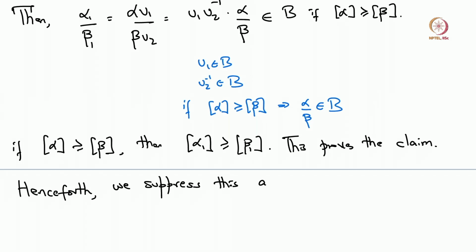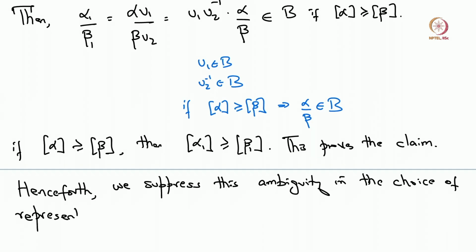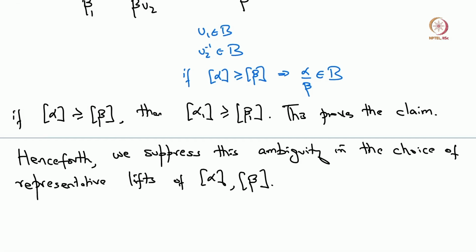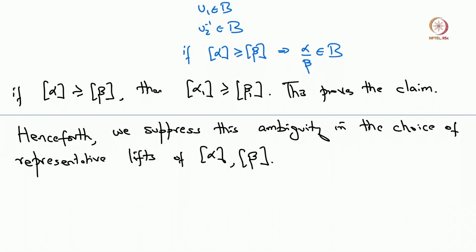And so henceforth I'll just suppress this ambiguity in the choice of lifts or choice of representatives of square bracket alpha and square bracket beta. Sometimes I'm just not going to say square brackets, I'm just going to say alpha and beta if it's clear from context.